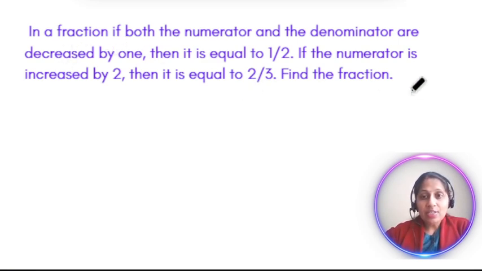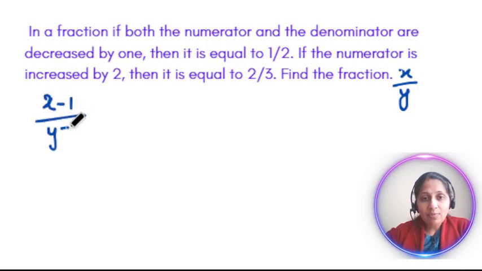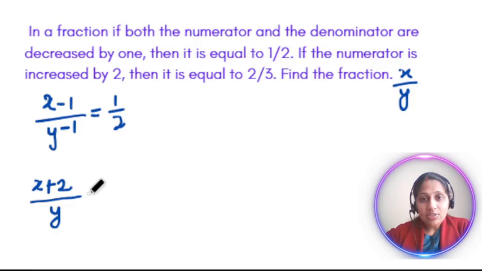Since it's a fraction, let's assume the numerator be x and the denominator be y. If both the numerator and denominator are decreased by 1, that means x minus 1 and y minus 1, then it is equal to 1 by 2. The other condition is, if the numerator alone is increased by 2, then y remains as such, and it is equal to 2 by 3. So let's convert this first of all to the normal linear way.